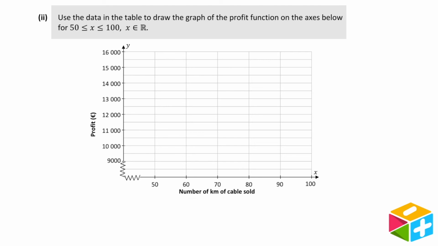Use the data in the table to draw the graph of the profit function on the axis below, for 50 is less than or equal to x is less than or equal to 100, where x is an element of the real numbers. On these axes, the horizontal x-axis is labelled with the number of kilometers of cable sold. The vertical y-axis is labelled with the profit.